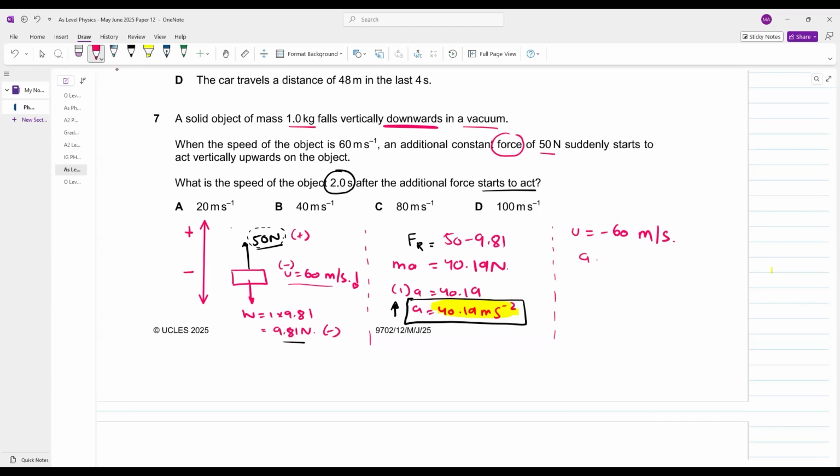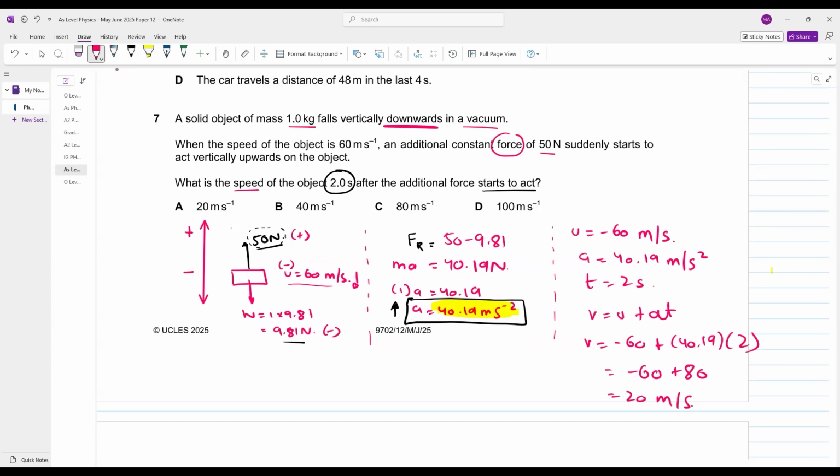What is your acceleration? Acceleration is 40.19 meters per second squared in the upward direction. What is your time? 2 seconds. You have to calculate the speed of the object after 2 seconds. v equals u plus at. v equals u, which is minus 60, plus acceleration, 40.19, times the time, that is 2. Minus 60 plus roughly 80. This comes out to be 20 meters per second. This is your speed.